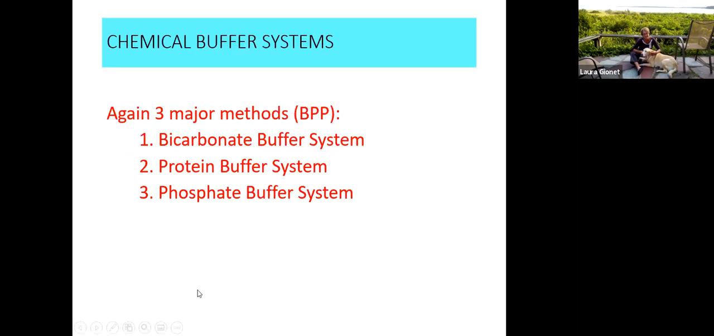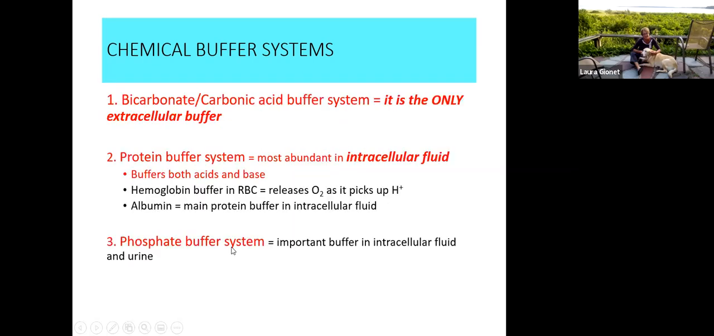Okay, so of the chemical buffers, we have what's called the BPP: the bicarbonate buffer system, the protein buffer system, and the phosphate buffer system. Technically, those are our three chemical buffers. The bicarbonate/carbonic acid buffer system is the only extracellular buffer. The protein and phosphate buffer systems are found intracellularly, and of those two, the protein is the most abundant in intracellular fluid.